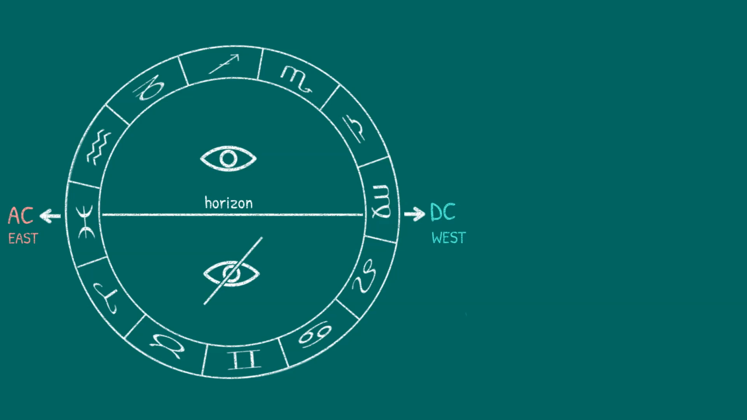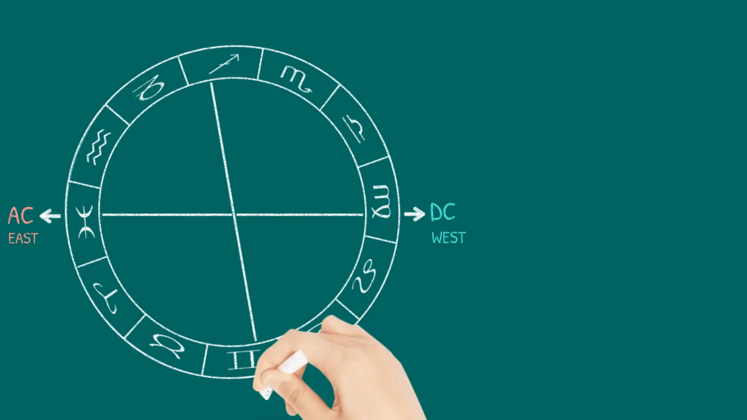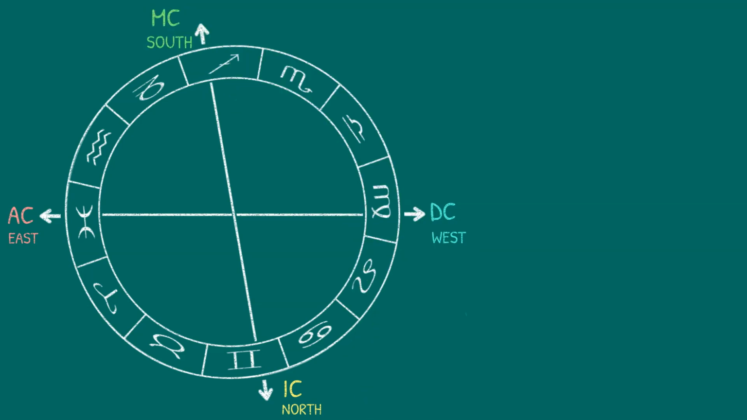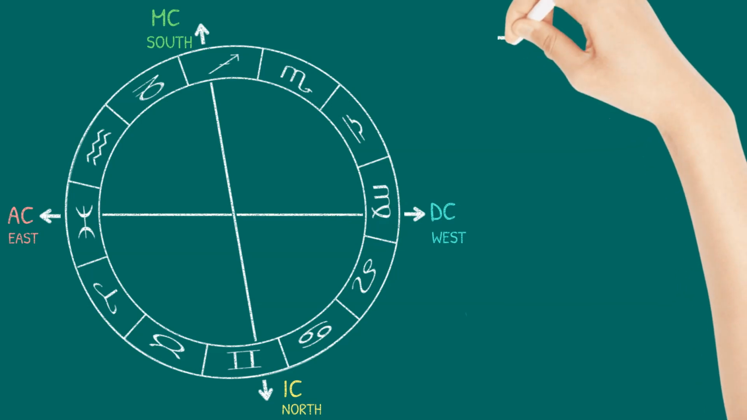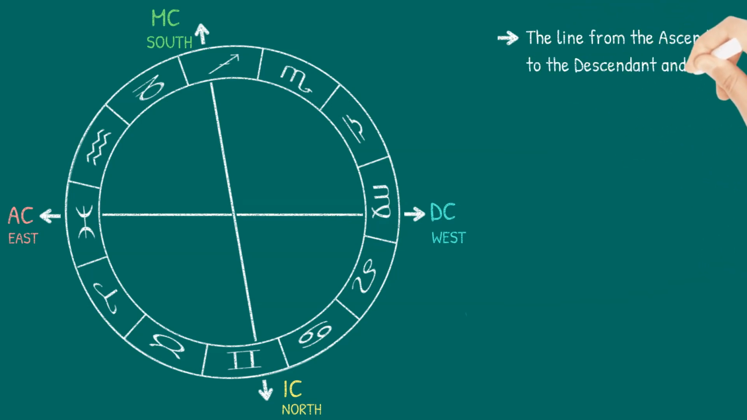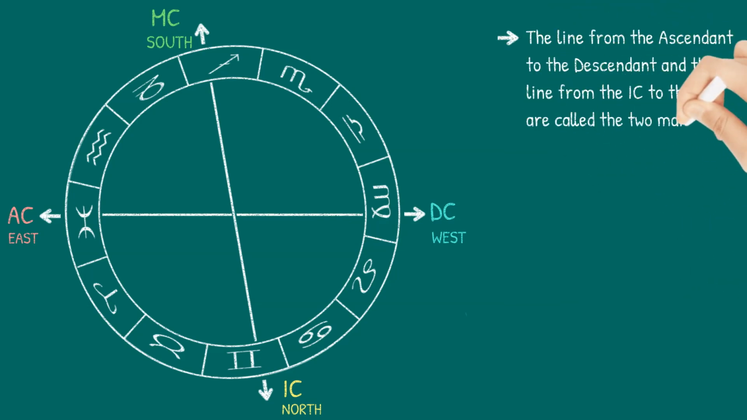Now, there's another line added, which goes from the Imum Coeli, or IC, to the Medium Coeli, or MC. The line from the ascendant to the descendant and the line from the IC to the MC are called the two main axes in the birth chart. They are important because they indicate very sensitive points in the birth chart.